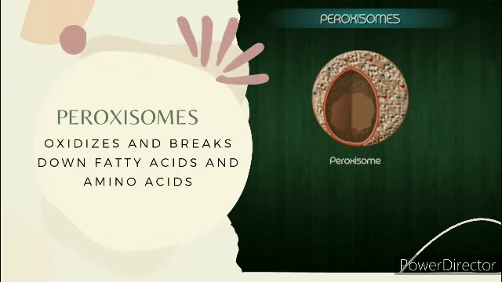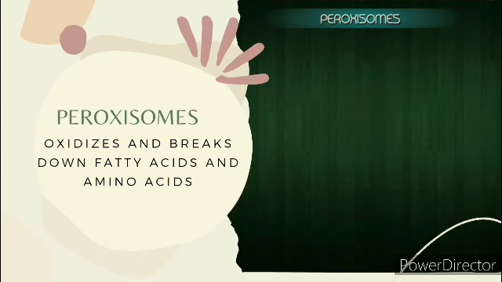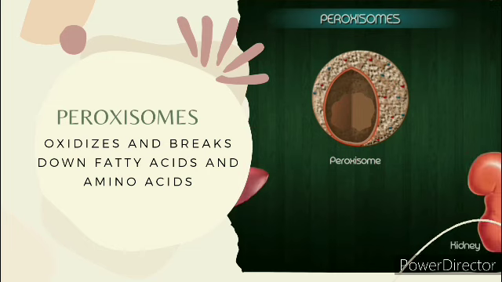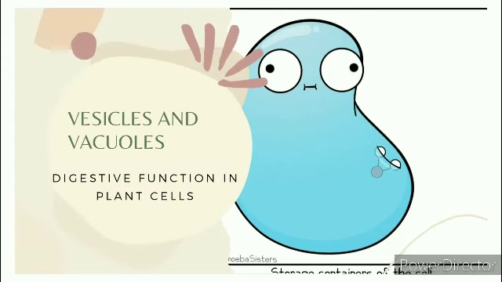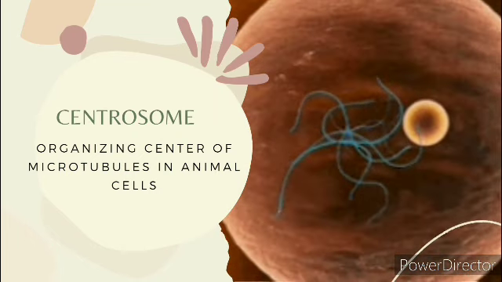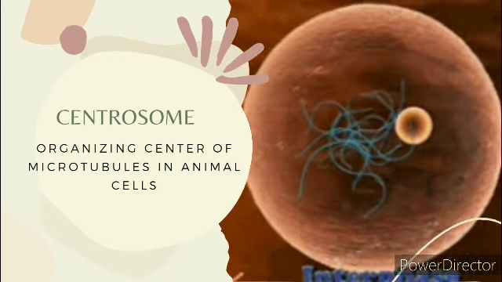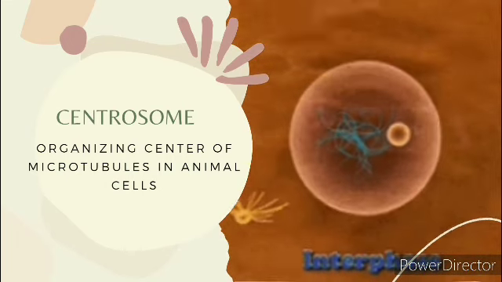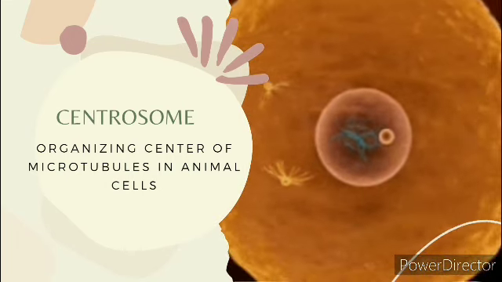Peroxisomes oxidize and break down fatty acids and amino acids, and detoxify poisons. Vesicles and vacuoles serve as storage and transport, as well as the digestive function in plant cells. Centrosome, unspecified role in cell division in animal cells, the organizing center of microtubules in animal cells.